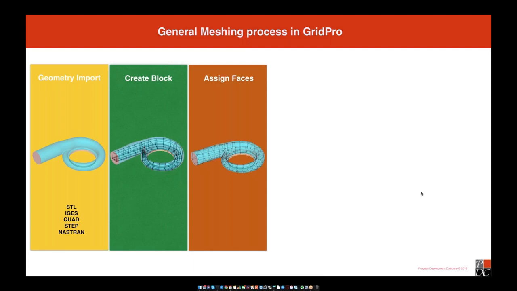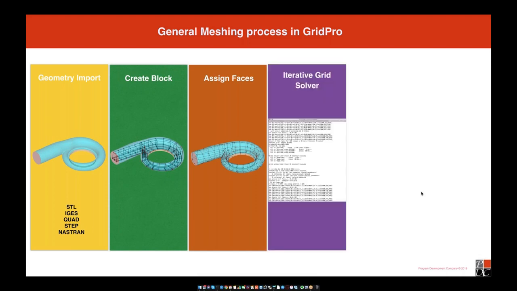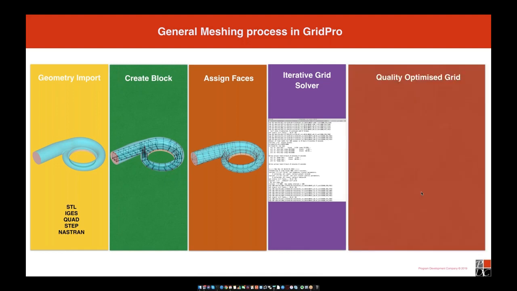This is a very easy process because you're not manually going to project. You're just going to specify where the grid faces are going to lie. Once that's done, it is given to the iterative grid solver, and the iterative grid solver runs to give you a grid which is quality optimized.